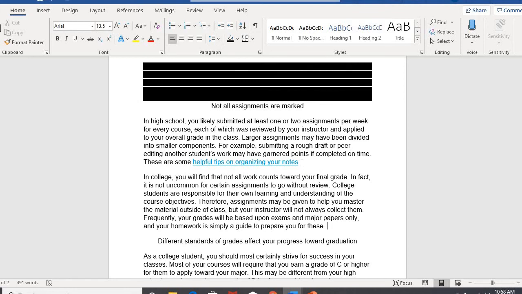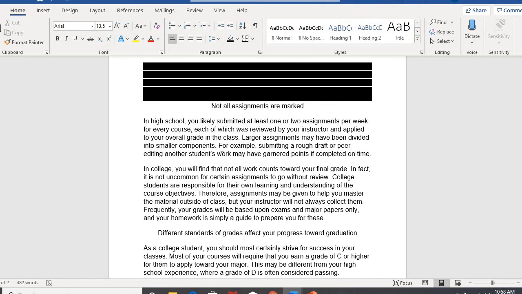Okay, so I'm going to pause. So far, it seems like this paragraph is talking about work that you're submitting in high school and how that goes into your grade. And then this one seems to be talking about in college how you might be doing homework, but it might not count for much or a little bit, but then your big grades come upon exams and papers.